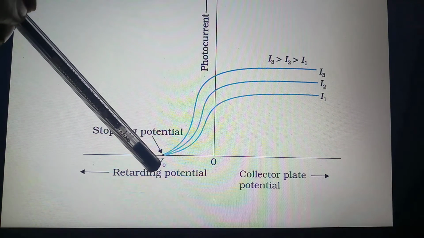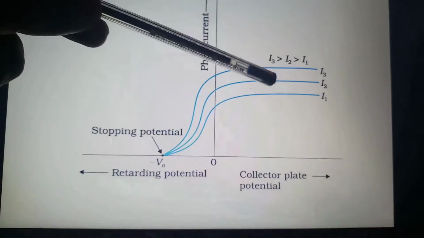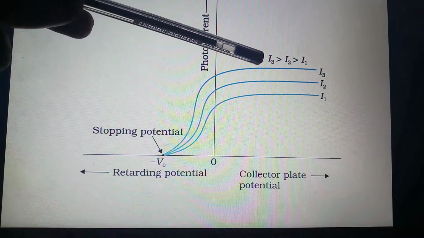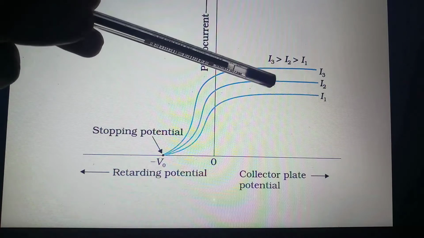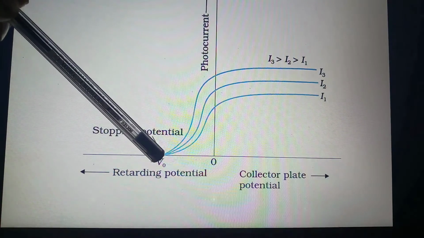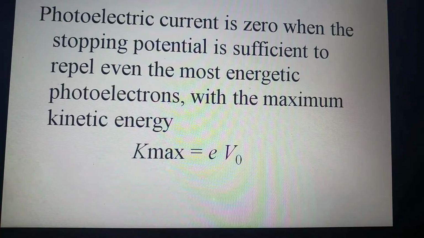Now here you see we have a saturation current. This saturation current is also different for different intensities. If the intensity is very high, that one has the highest saturation current, and the saturation current varies according to the intensity, while the stopping potential is independent of the intensity. It depends on the kinetic energy of the electron.